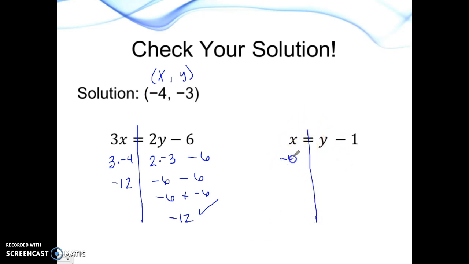x is negative 4. So if I plug in negative 3 for y, this becomes negative 3 plus a negative 1, and we do in fact get negative 4 again for both. So I know that I have the correct solution.